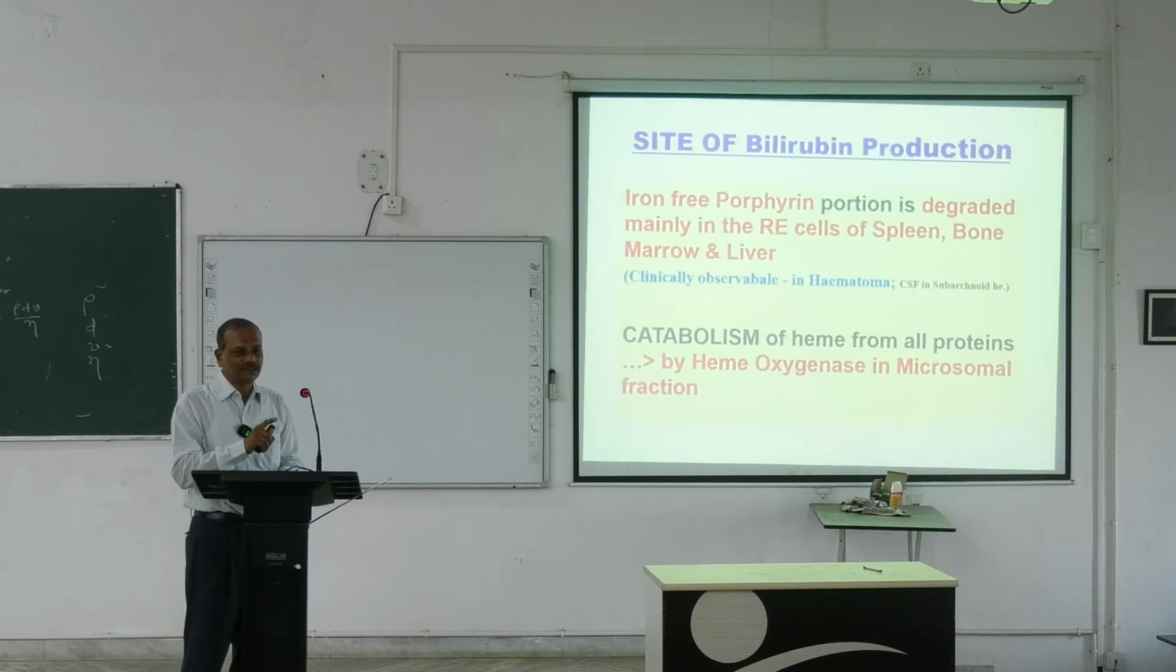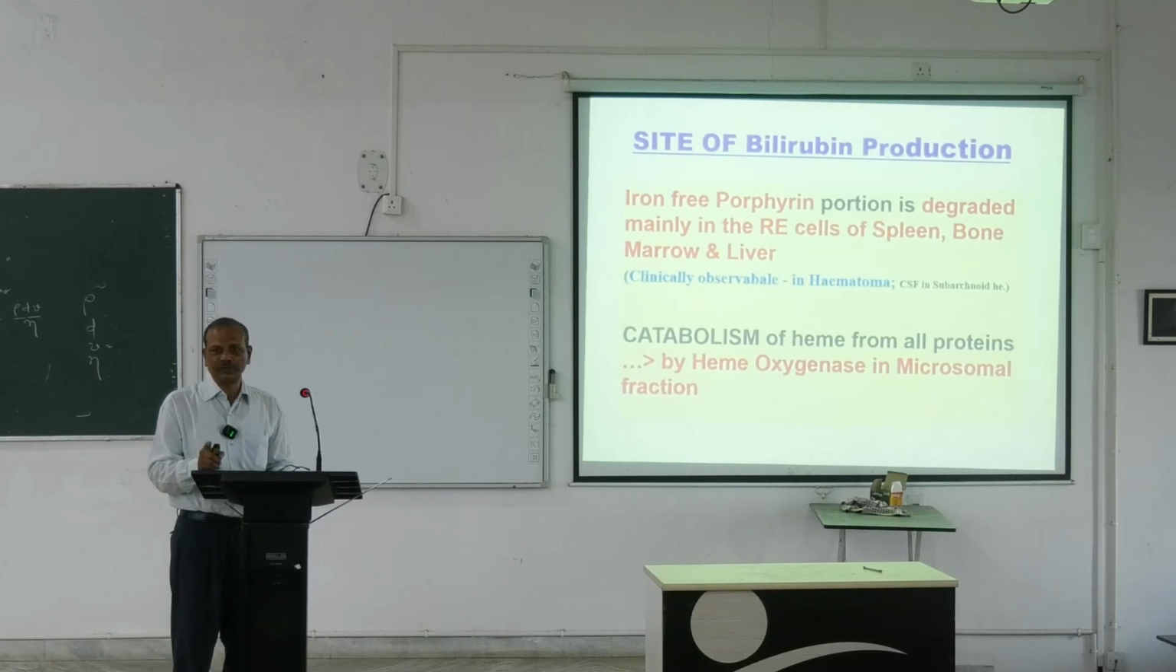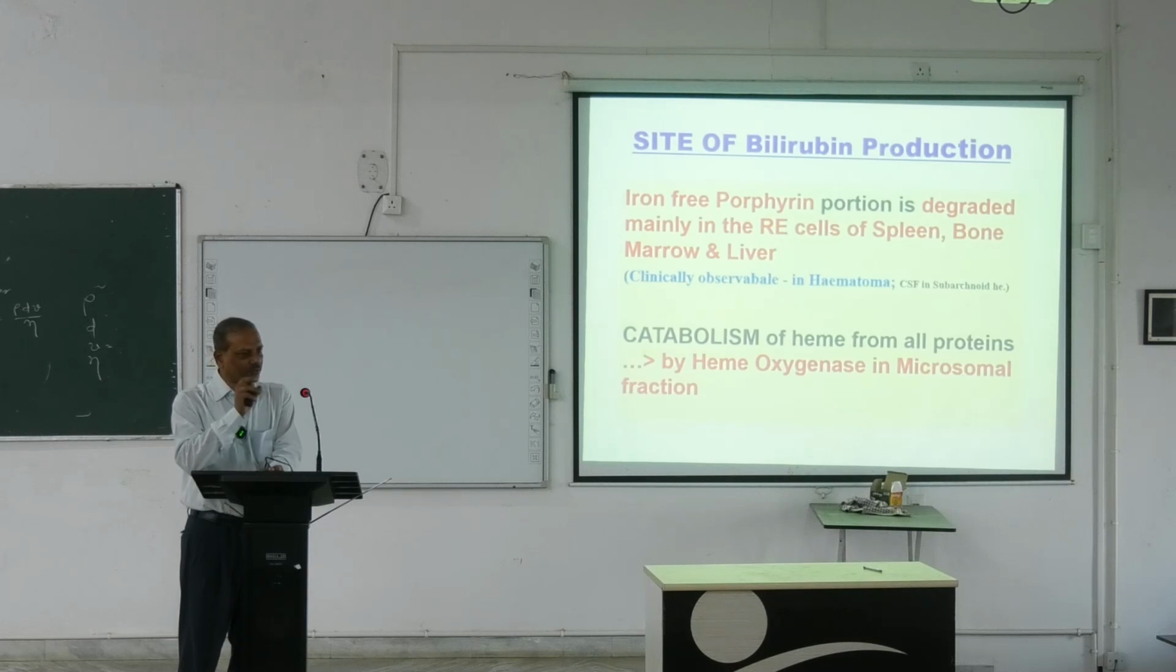Clinically, you can see the degradation from heme to bilirubin in a fair-skinned person. Those who have sustained a hematoma, that means blood is under the skin or near the subcutaneous tissue, that area will be red at the time of formation of heme. Now, in course of time, it will change its color to purple, then it will be black. Many of you have seen this thing.